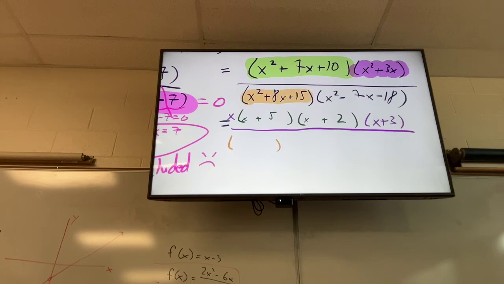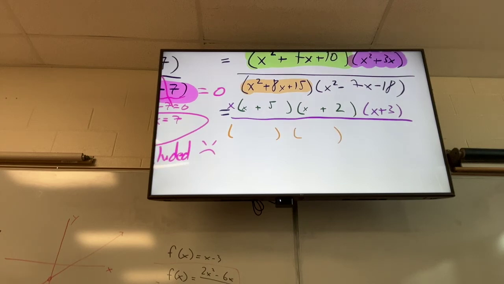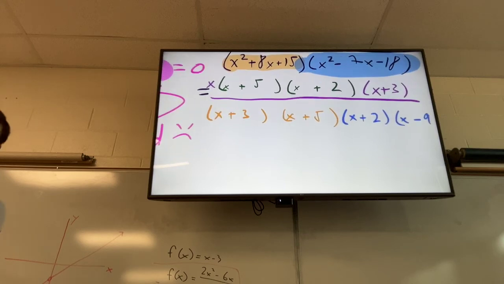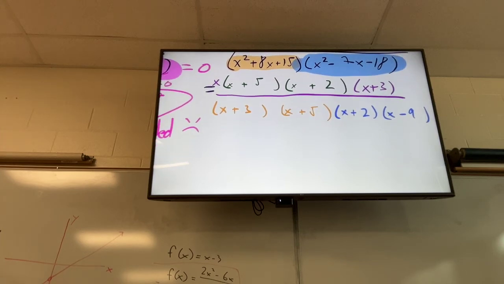What does that factor to? Yep, thank you. Yep, so that's what that factors to, and then I'll highlight this last one in blue. That last trinomial there factors to 9 and 2. Sweet. So there's the factored form.